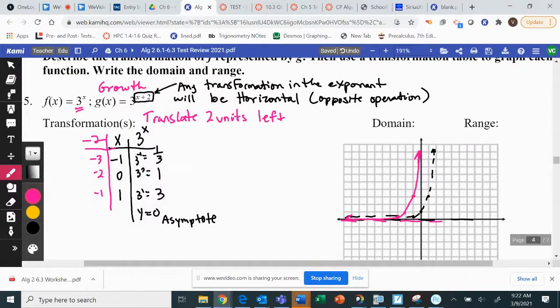The domain is how far to the right and how far to the left. These arrows mean it's going to go forever, all real numbers. But my range is down to up, and it does not go all the way down. There's something stopping it. That asymptote says, nope, you may not pass here. So the range is going to be that y is greater than 0. It is not greater than or equal to. It is just greater than 0. Okay?